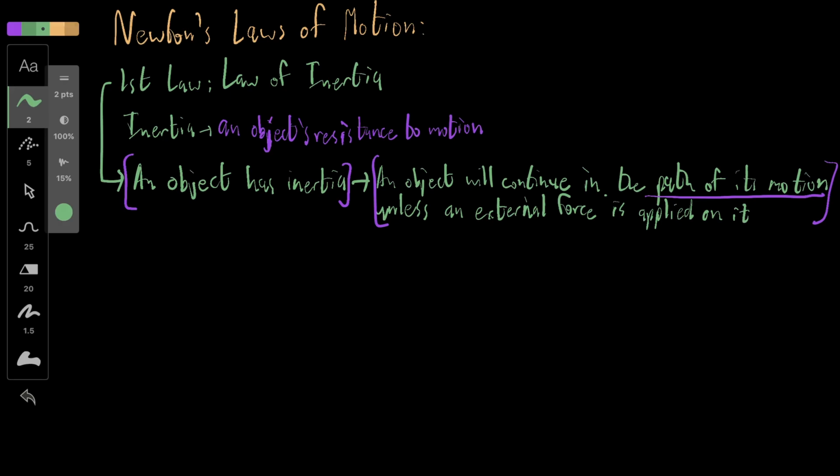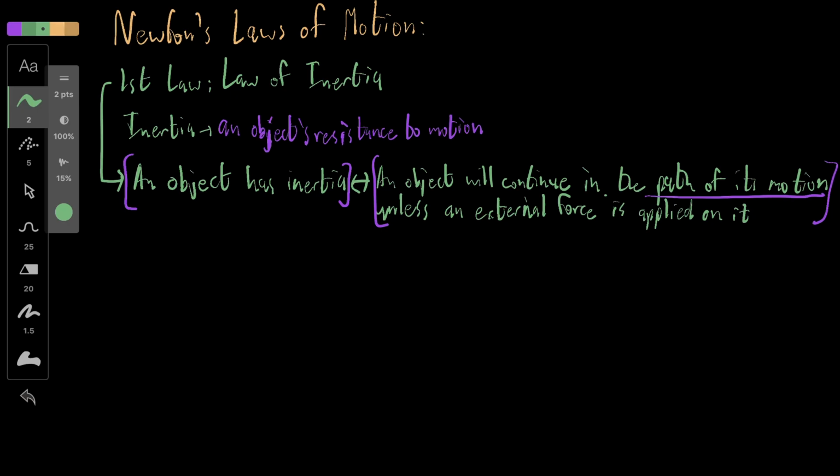Both of these are completely valid ways to write Newton's first law. An object has inertia, and an object will continue in the path of its motion unless an external force is applied on it. And remember that the path of its motion also means that it could be stationary. So, that's essentially Newton's first law.